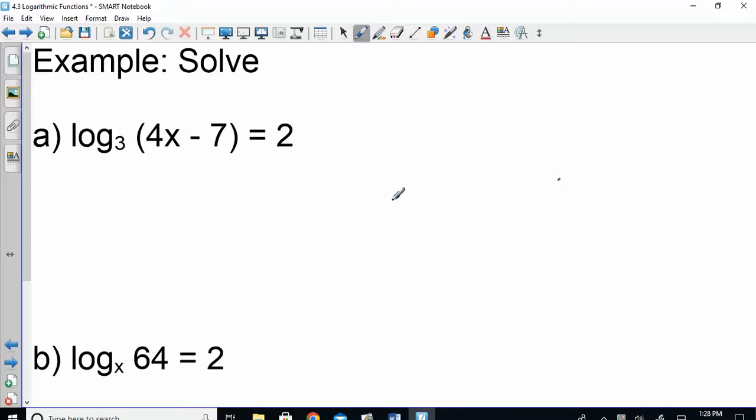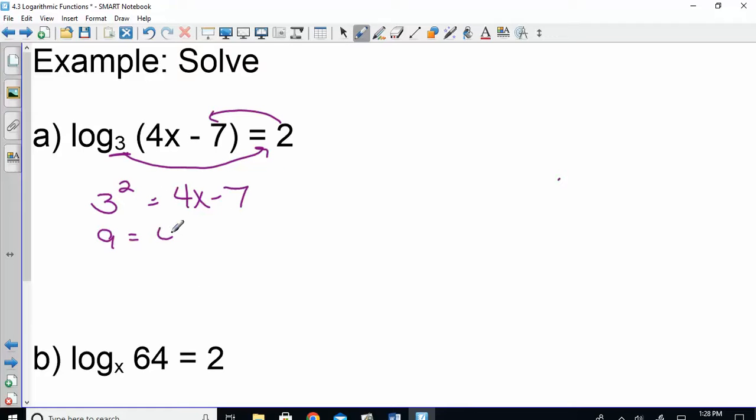If I give you this equation, and I ask you to find x, any ideas on where you might start? That's a very good idea. Put it into exponential. So remember, the base of the log is the same as the base of the exponential. You go across the equal sign, so it'd be 3 squared equals 4x minus 7. We can solve that. 3 squared is 9. Add our 7 and divide by 4.